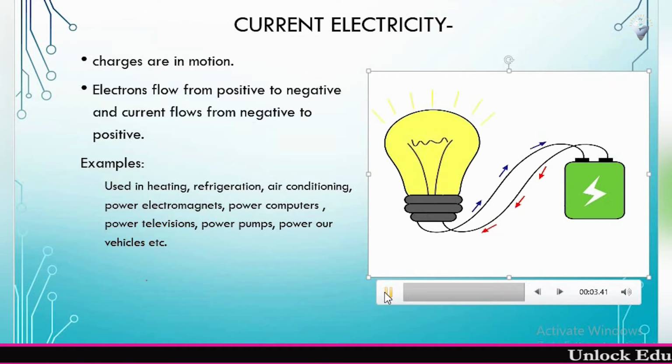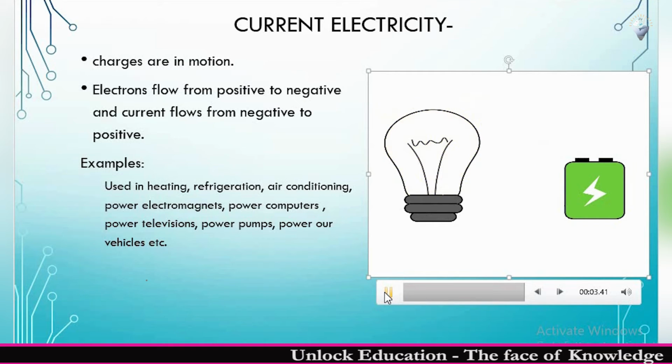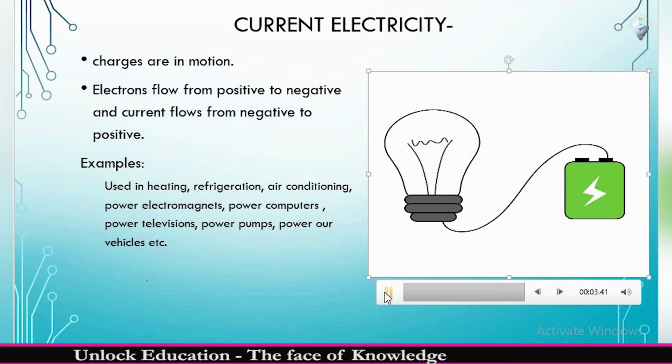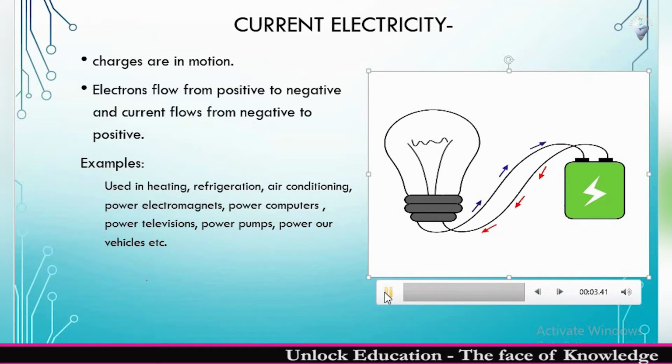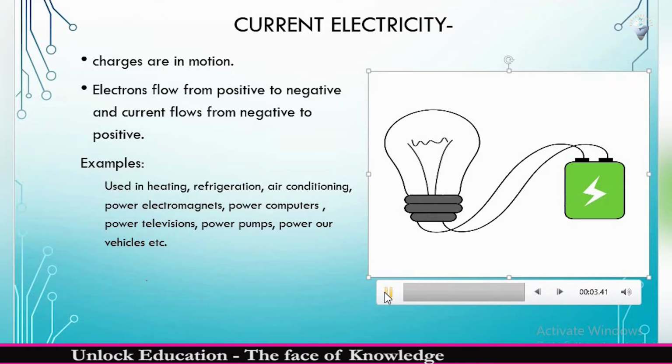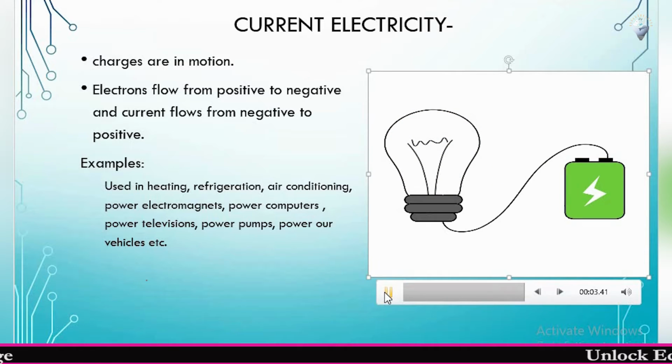When we are connecting the battery across the bulb, it is creating an imbalance of charges, due to which the electrons from the higher concentration are flowing through the bulb to the lower concentration. Hence, the bulb is glowing. This is the phenomenon of current electricity. Now, you must know that electrons flow from negative to positive, whereas the current flows from positive to negative. It has many examples in day-to-day life: heating, refrigeration, air conditioning, etc.